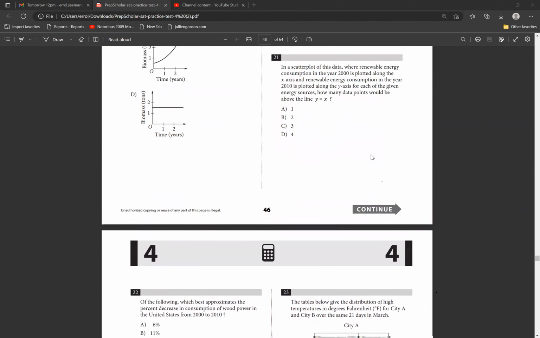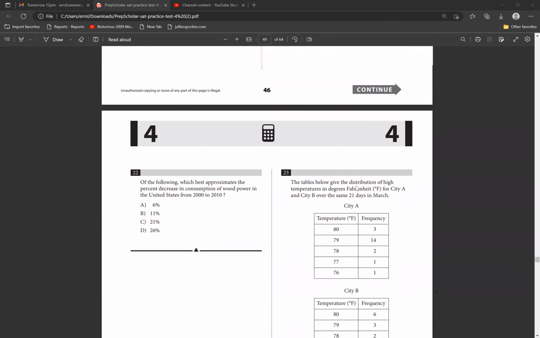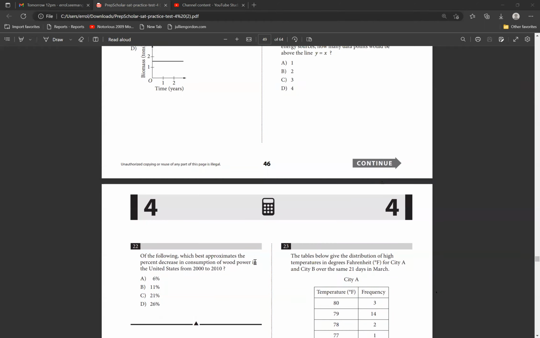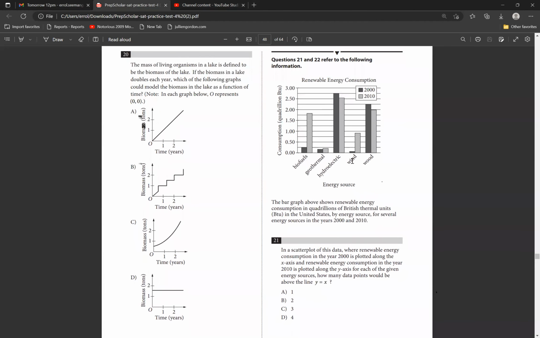Question 22. Of the following, which best approximates the percent decrease in consumption of wood power in the US from 2000 to 2010? Wood power. Decrease from 2000 to 2010. Wood power. Okay, so this one right here.